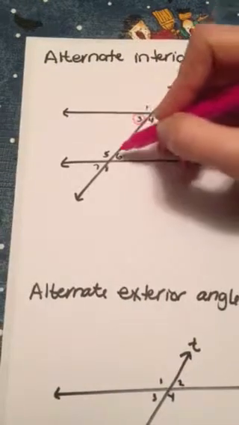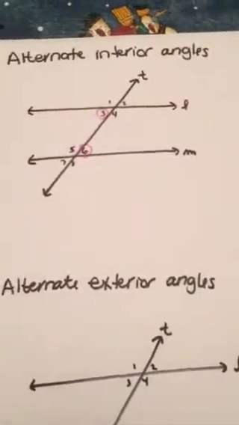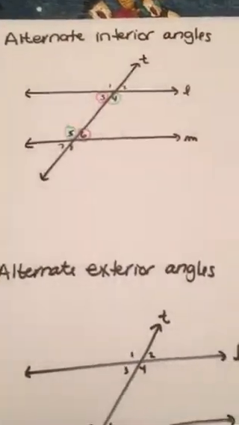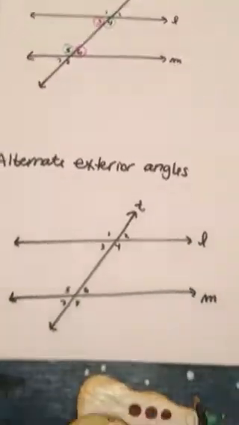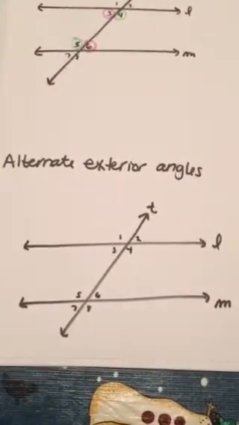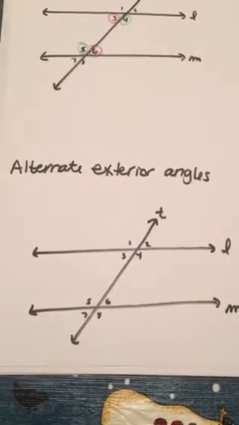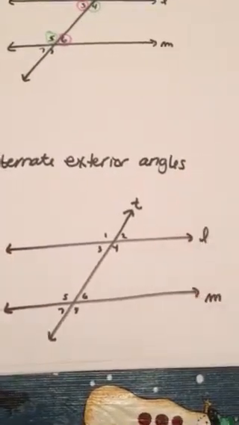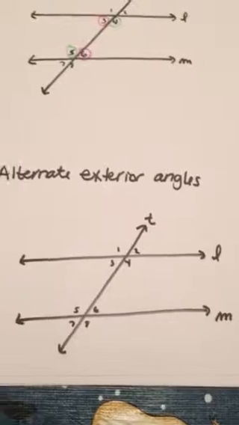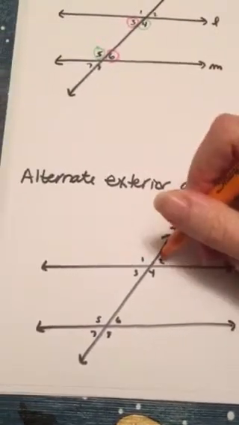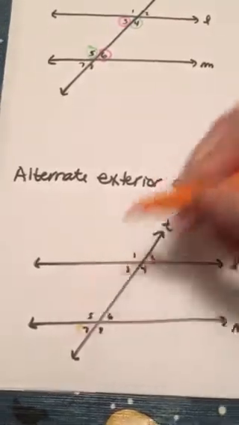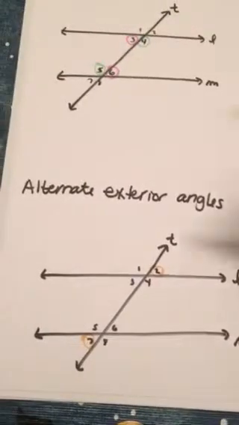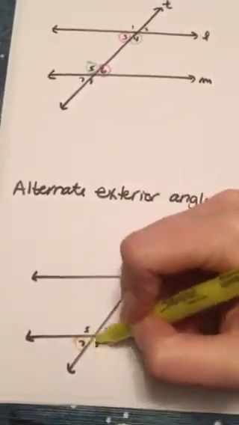So we know that 3 is congruent with 6. And we also know that 4 is congruent with 5. Okay? Now we also know that alternate exterior angles are also congruent. So again, alternate means they're on opposite sides of the transversal. Exterior means they're on the outsides of the parallel lines. So that would be like angle 2 and angle 7. You can see that these are both acute, and then these are both obtuse, and they happen to be congruent with one another.